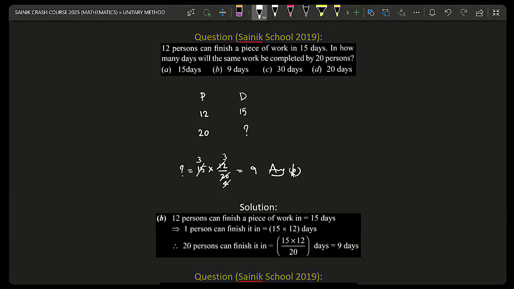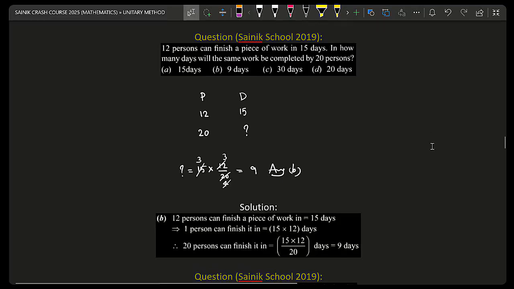So again, the method used in this textual solution is unitary method. So 12 persons can finish a piece of work in 15 days. If only a single person is doing the work, that is one person can finish the work in 15 into 12 days because it's going to be multiplication. And 20 persons can complete the work in less days. That's why you have to go for division. 15 into 12 divided by 20.